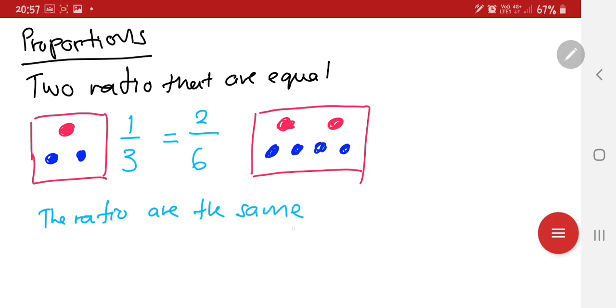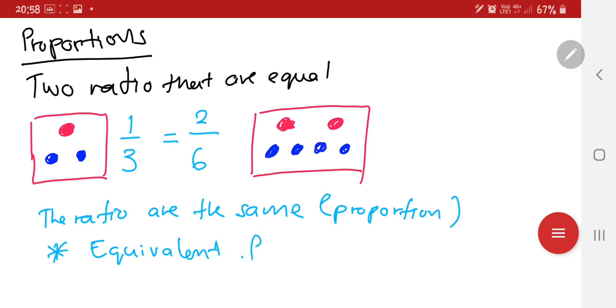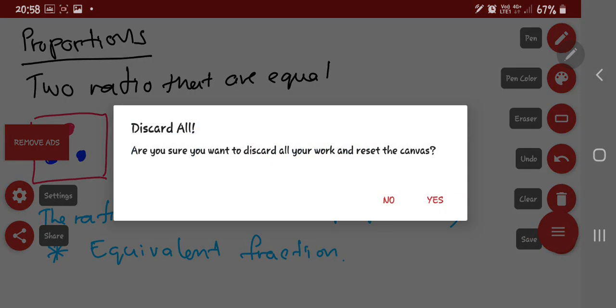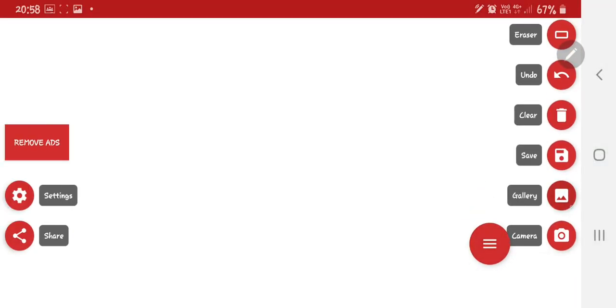So this is what we call proportion. If you notice, this is quite similar to what we call equivalent fraction. Equivalent fraction is very similar. So if you hear about proportion, it is actually the same meaning as equivalent fraction. Now let's make it a little bit more clear by using an example.